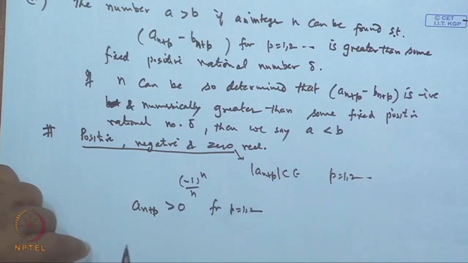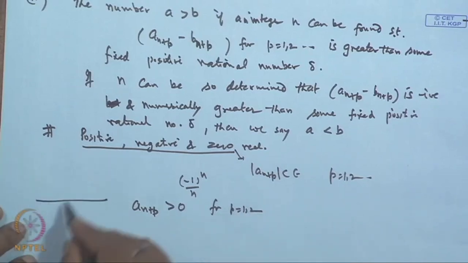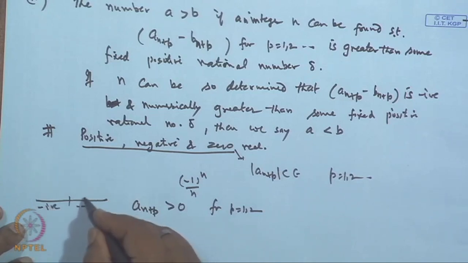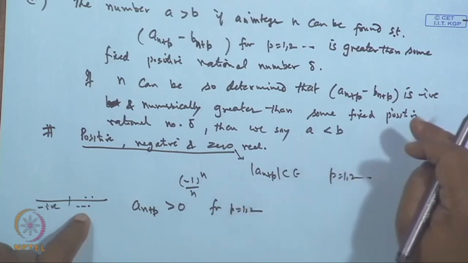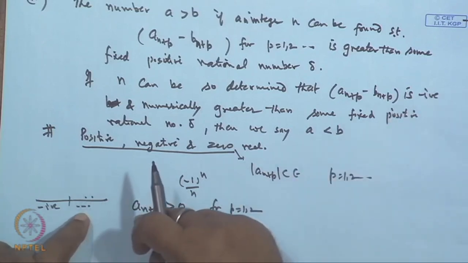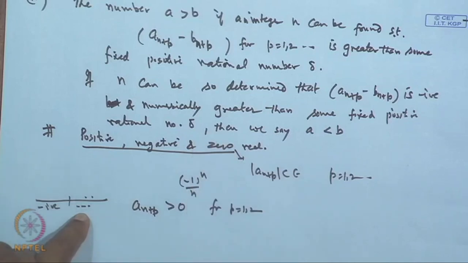So, after a certain stage the terms may be negative, they are negative here, but after a certain stage all the terms should be positive, then only we say that the number represented by this sequence will be a positive number. When the sequence is given, some terms are negative and some are positive, but when n is sufficiently large, the terms are going to be positive.